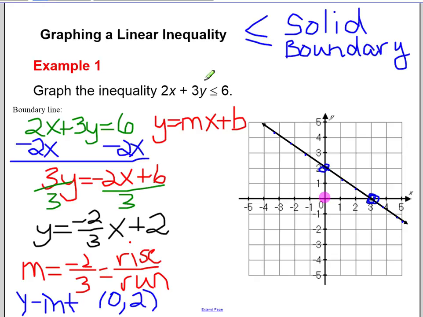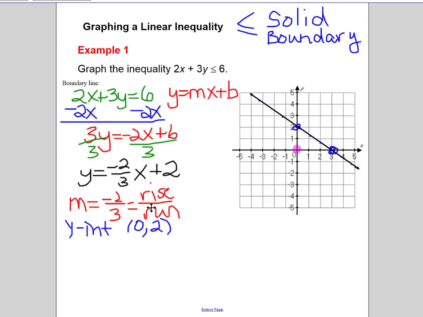If I plug this into the original inequality and it's true, that means that the origin is a solution to the inequality, and all the other points that are on the same side of that line would also be true. If the origin, when you plug it in, ends up being false, that means that it would not be a solution, and any of the other points in this region would not satisfy the inequality. So you would have to shade the other side of the line. So let's look at picking our test point and testing it.